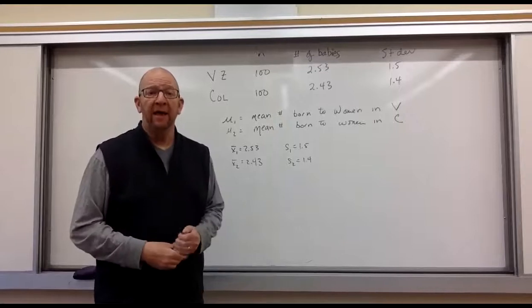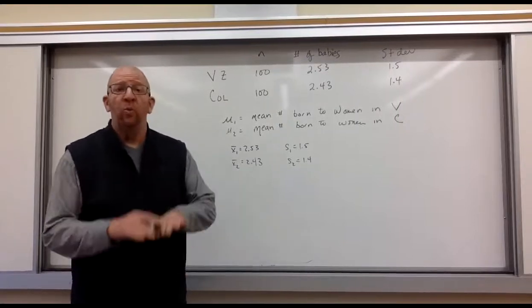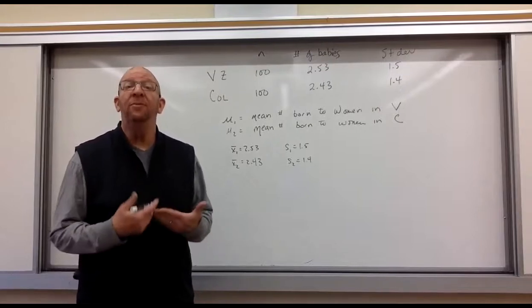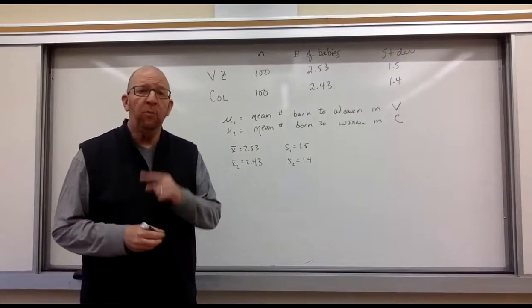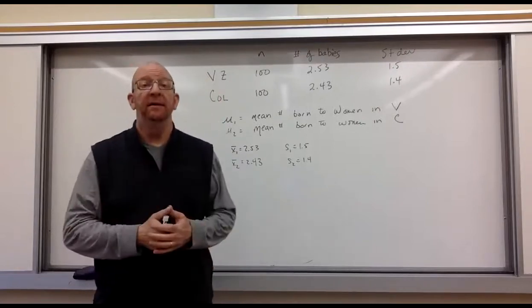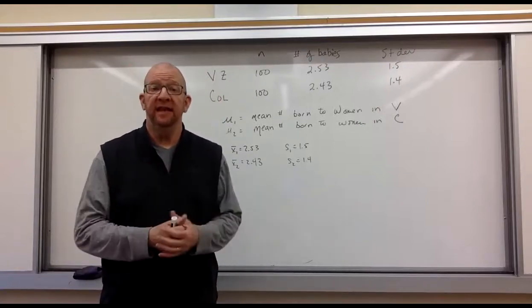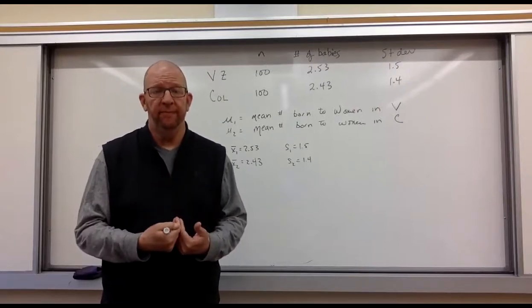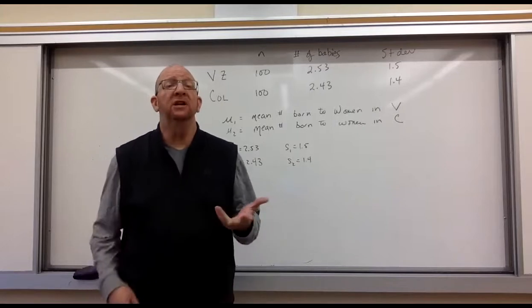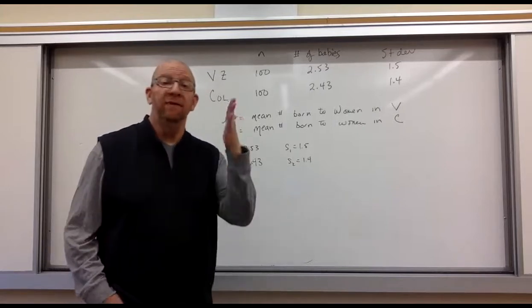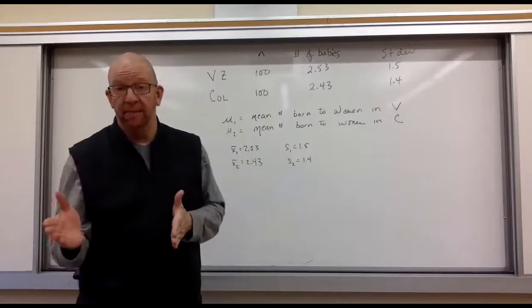Well, we're back, and today we're going to wrap up our discussion of two sample tests with means. We're going to do a problem with both a confidence interval and a significance test. We're going to see the connection and make the connection. So today our problem is going to involve the number of babies born to women in Venezuela and Colombia.